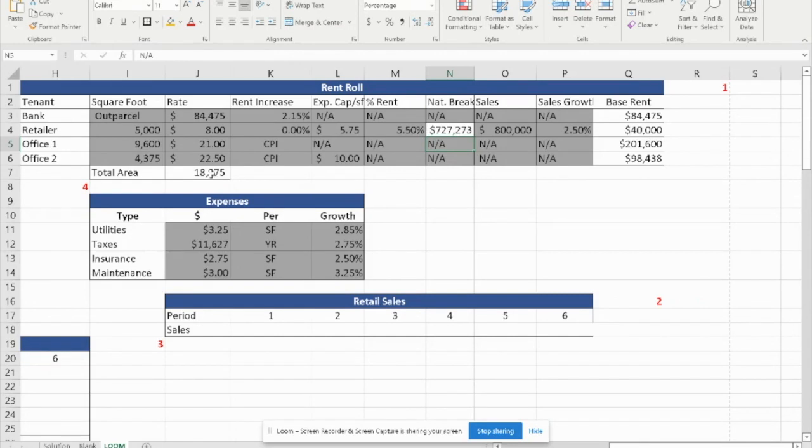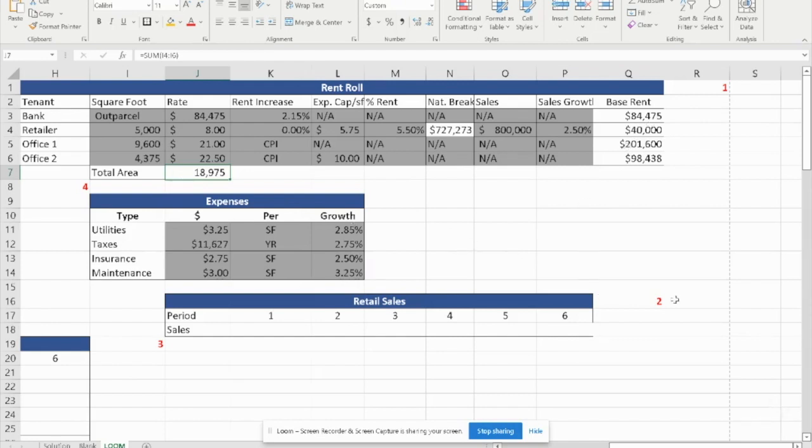And so if you did that, and I apologize, you should also calculate the total area. The total area, not including the out parcel, is the sum of retailer one, office one, and office two, which should give you 18,975. You're going to need that information to calculate several of the questions asked of you in this exercise.